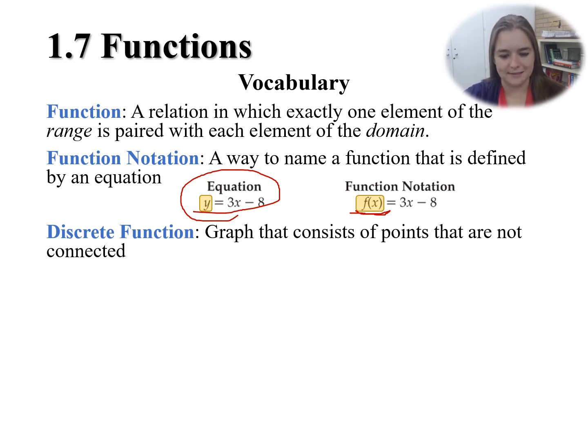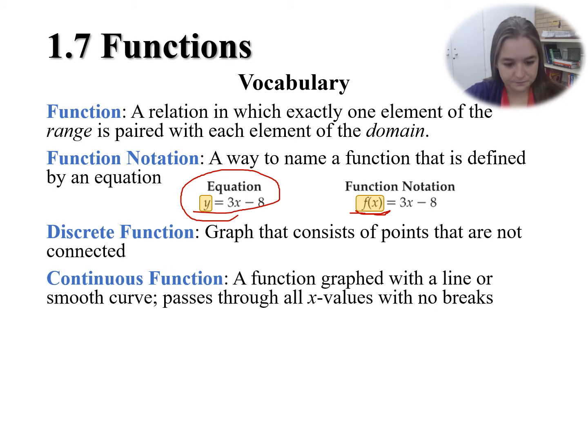But it doesn't make sense that halfway through the month, you'll have $30, because we know that that's a discrete function, that it's each month you get money added, not a continuous add. Whereas if you're earning money by babysitting, and let's say you earn $5 an hour, if you work for 1 hour, you get $5, but if you work for an hour and a half, you'll earn $7.50. So that would be an example of a continuous function. A continuous function is a function graph with a line or a smooth curve that passes through all x values with no breaks. And so when we're talking about our continuous functions, we can talk about dots that are connected, whether it's a linear pattern or a nonlinear pattern.